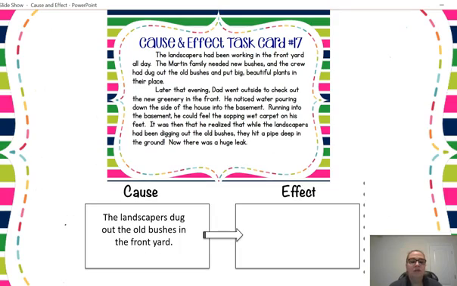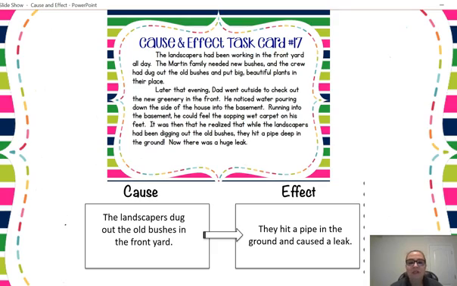Okay. So the next one gives us the cause. The landscapers dug out the old bushes in the front yard. If we look at paragraph 2, we want to know what happened because they were digging out the bushes in the front yard. I see in paragraph 2 it says, it was then that he realized that while the landscapers had been digging out the old bushes, they hit a pipe deep in the ground. Now there was a huge leak. So we find out that's what caused that leak. They were digging them out and hit that pipe.